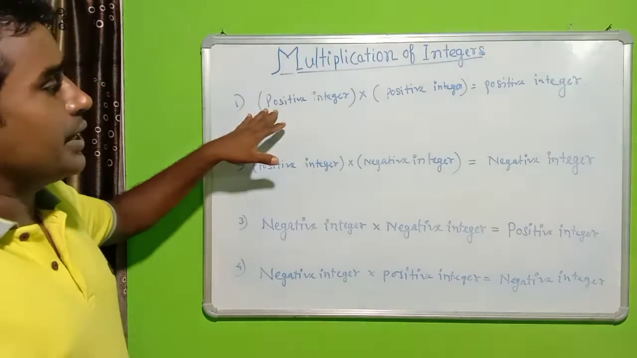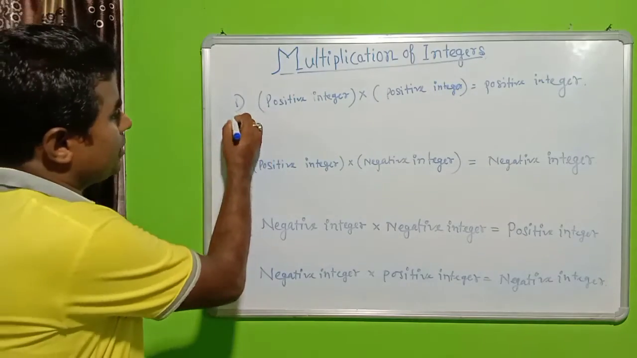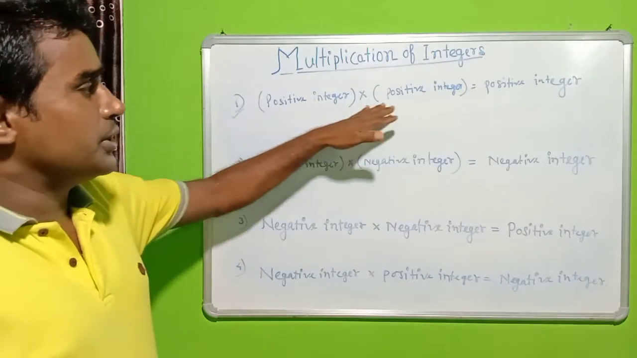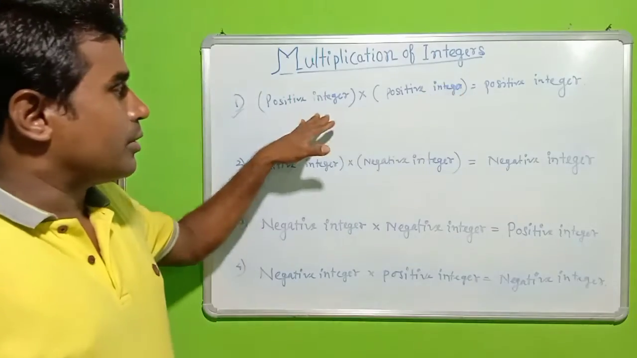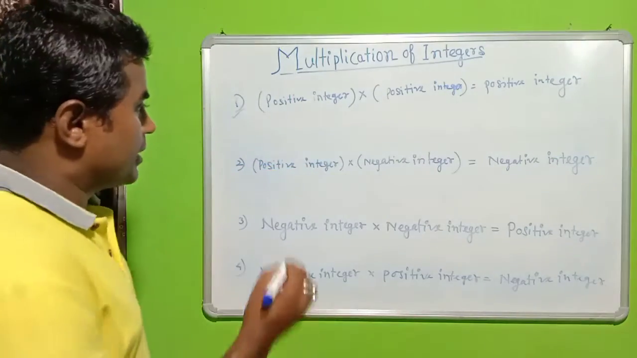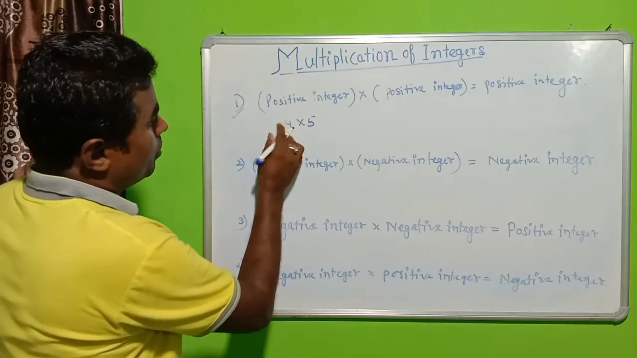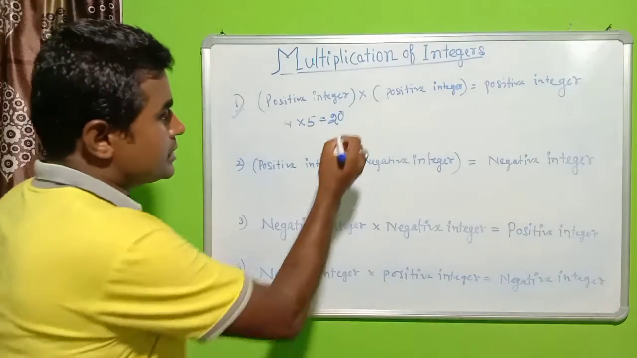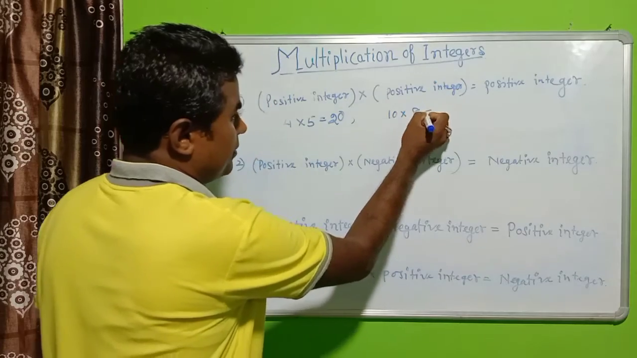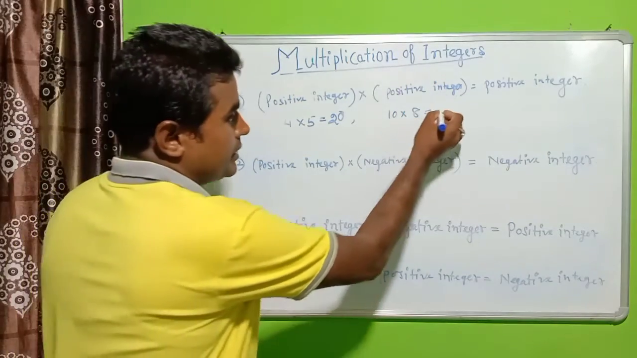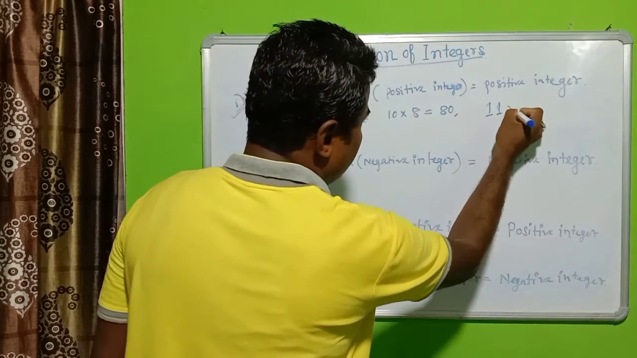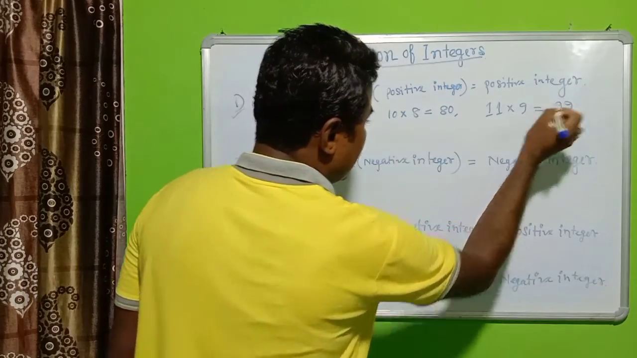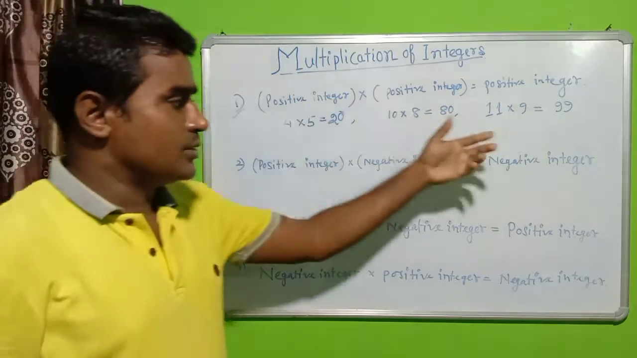Now student, observe, here I write some points. My first point is, positive integer into positive integer is equal to a positive integer. That means the product of two positive integers is always positive. Some examples: 4 into 5. 4 and 5 are both positive integers, so 4 times 5 is 20, also positive. Similarly, 10 into 8 is 80, positive. 11 into 9 is 99, a positive integer. So the product of two positive integers is always positive.